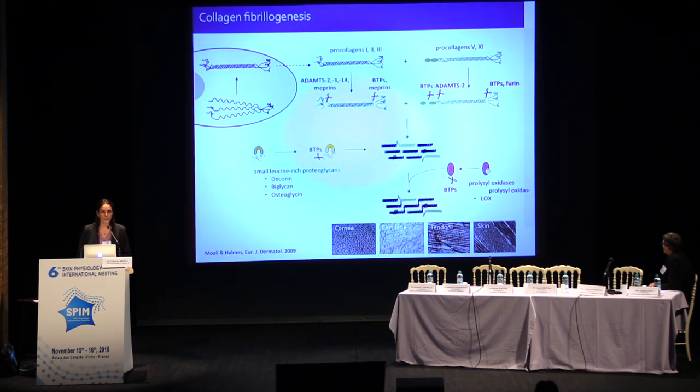Depending on the composition of the fibers and on the nature of the proteolytic maturations, different kinds of fibers will be formed with different organizations which are specific to a given tissue. For example, in skin, we have large bundles of collagen fibers with different local orientations.